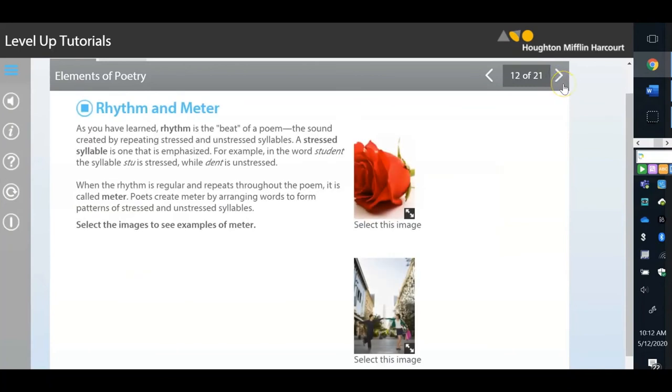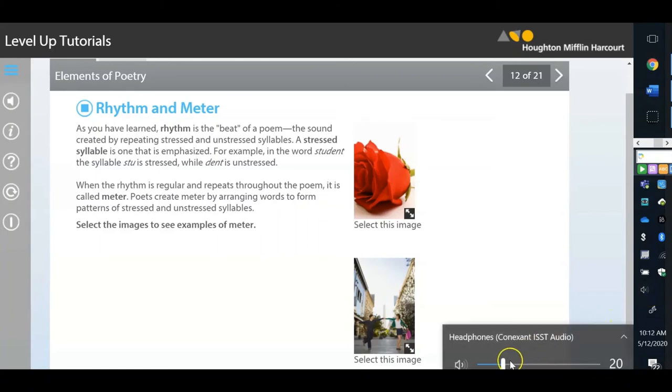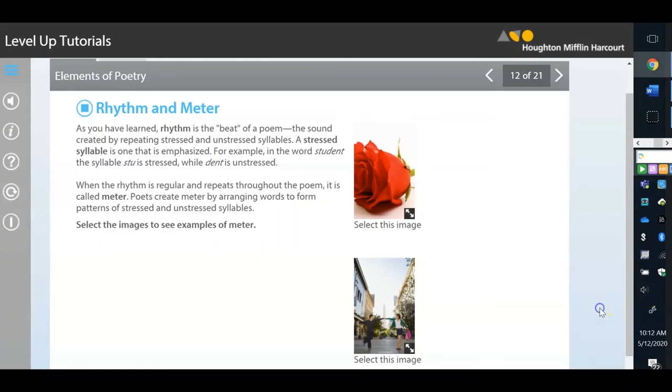As you have learned, rhythm is the beat of a poem, the sound created by repeating stressed and unstressed syllables. A stressed syllable is one that is emphasized. For example, in the word student, the syllable stu is stressed, while dent is unstressed. When the rhythm is regular and repeats throughout the poem, it is called meter. Poets create meter by arranging words to form patterns of stressed and unstressed syllables. Click the images to see examples of meter.